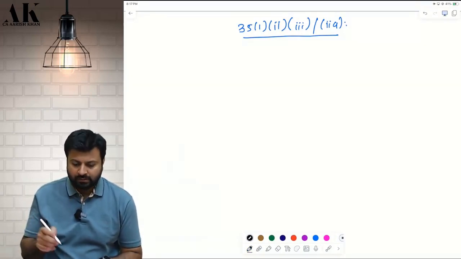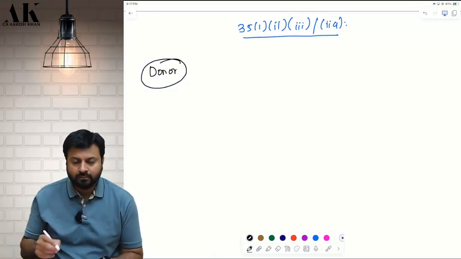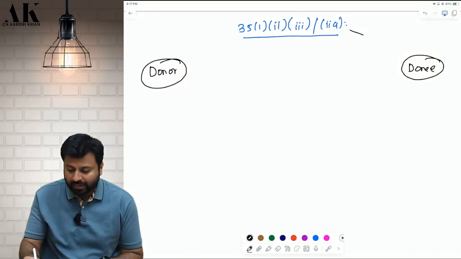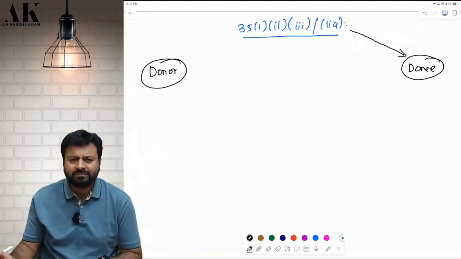Suppose you are a donor over here, and here is the donee. Who is the donee? The donees are these institutions, correct? Who are receiving the money, correct or not?